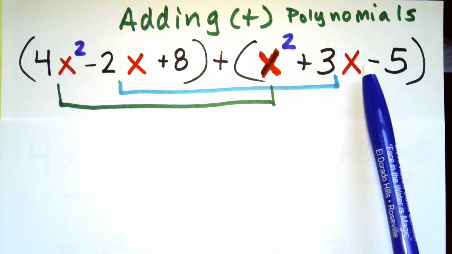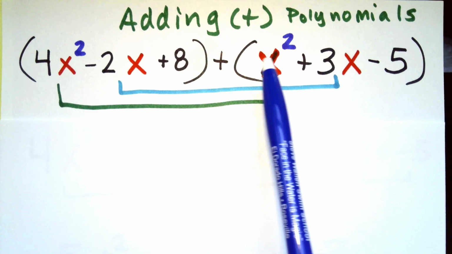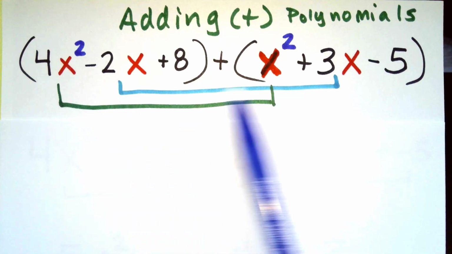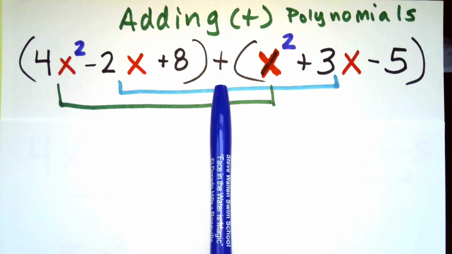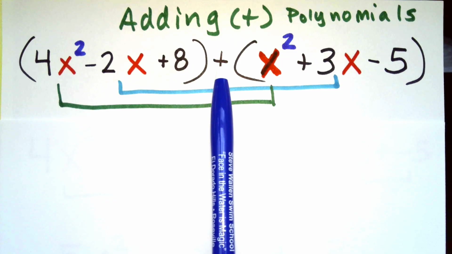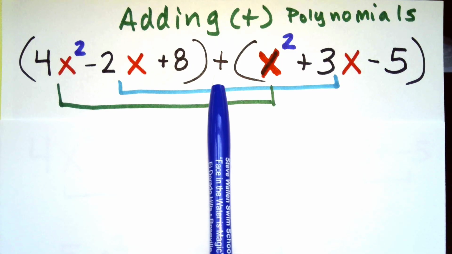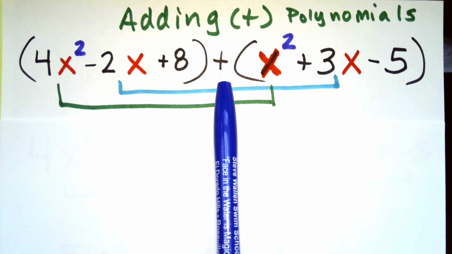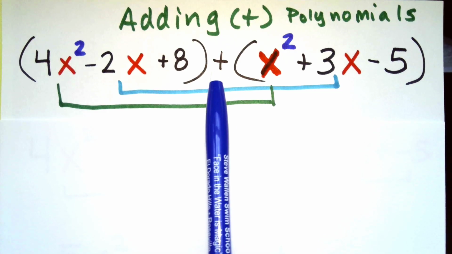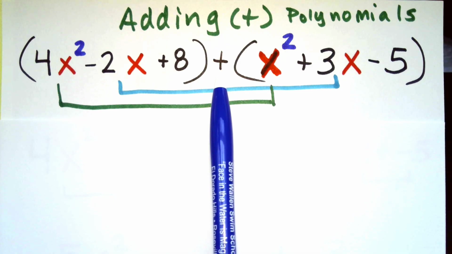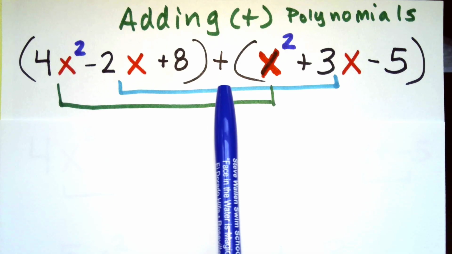So you can put a plus sign between any of these terms. It's not going to change a thing. That's why you hear me saying plus. So when you're adding polynomials, it's as simple as taking like terms and adding them together. Okay, you can put a plus sign between any two terms. I'm going to show you that in just a moment.